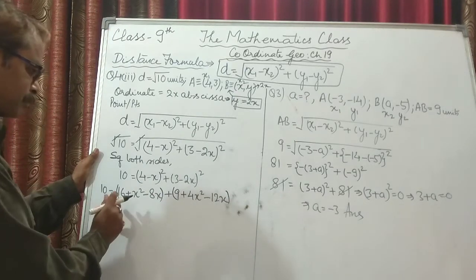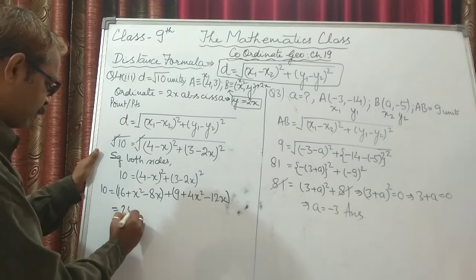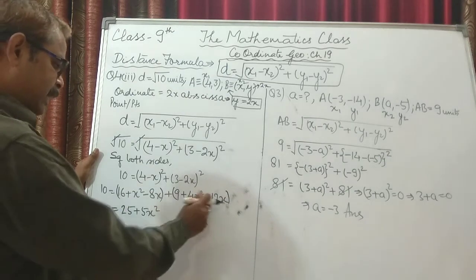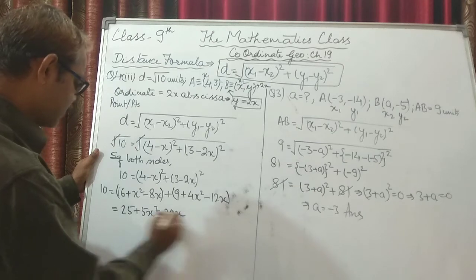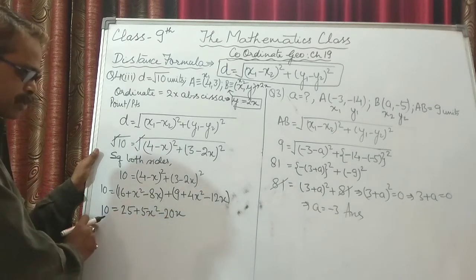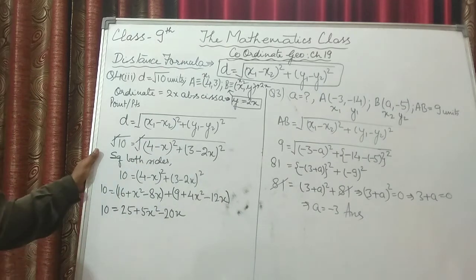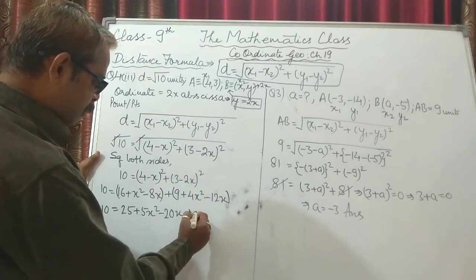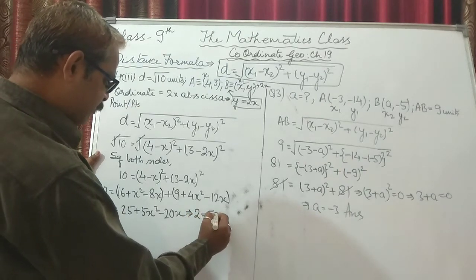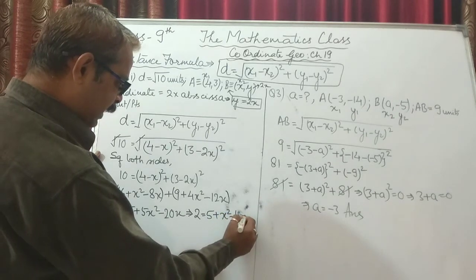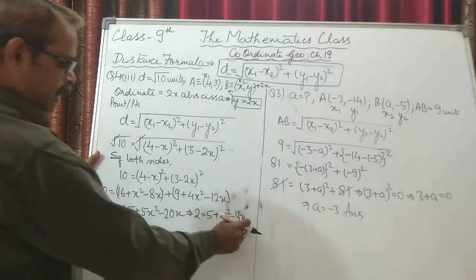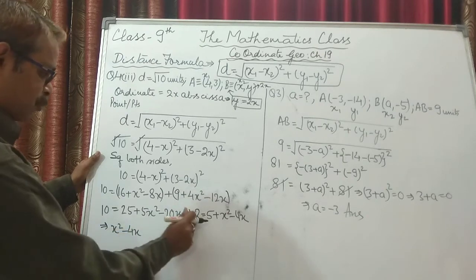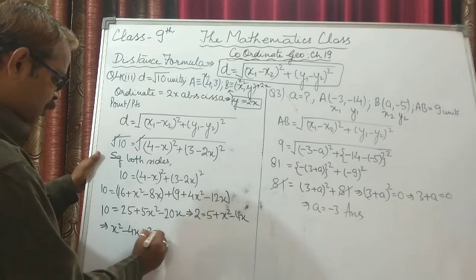Now when we solve them out, 16 and 9 is 25. x square plus 4x square is plus 5x square, and minus 8x and minus 12x is minus 20x, is equal to 10. You can see this whole equation can be divided by 5. To make the calculations a little easier, we are dividing both sides by 5. So it will come 5 2s are 10, 5 5s are 25, plus x square minus 4x. Now if I take 2 to that side, it can be written as x square minus 4x, and 2 goes to that side, 5 minus 2 is 3, so plus 3 is equal to 0.